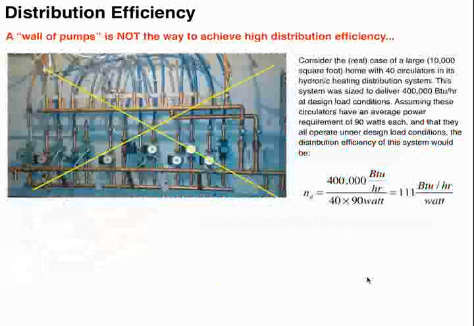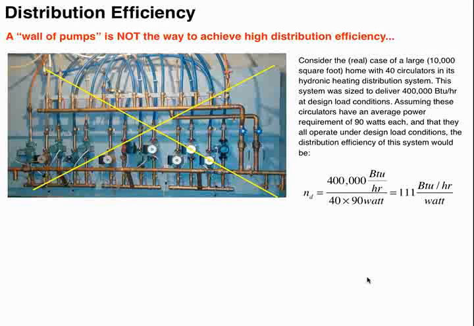So here's what not to do with modern hydronics. This is, I'll call it a wall full of circulators. It looks like a pretty good assortment of make and model and color there. And I won't say that doesn't work, but if we were to calculate out the distribution efficiency of something like this, we're going to find that it goes in the wrong direction.